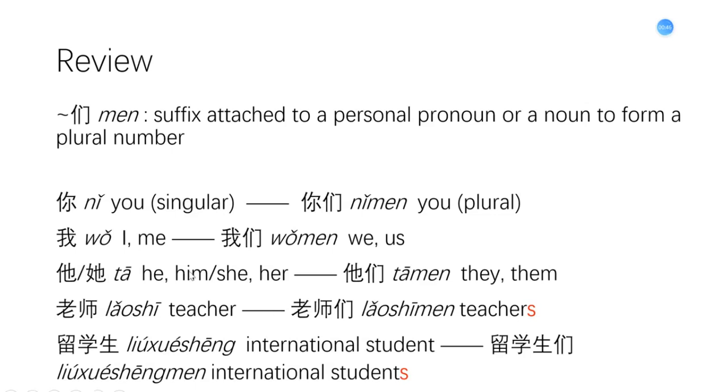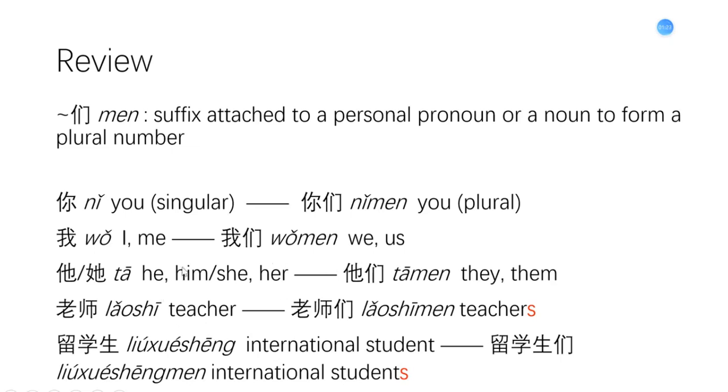For example, the singular form of you in Chinese is 你, right? We can attach this suffix 们 to 你 to form a new pronoun, 你们. Compared to 你, 你们 is a plural form of you. Okay? And similarly, 我 means I or me in Chinese. We can attach this suffix 们 to 我 to form a new pronoun 我们, which means we or us.